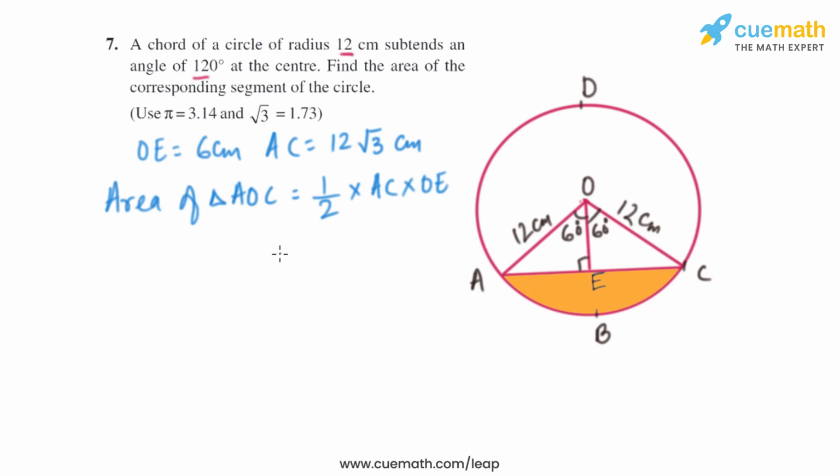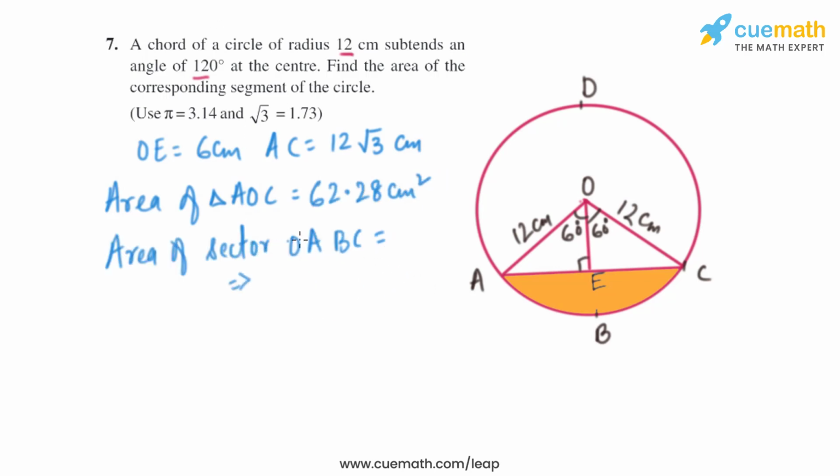Now let's find the area of triangle AOC, that is half into base, which is AC, into height, which is OE. So that is half multiplied by 12 root 3 multiplied by 6. From here we get the area of triangle AOC as 62.28 square centimeter.